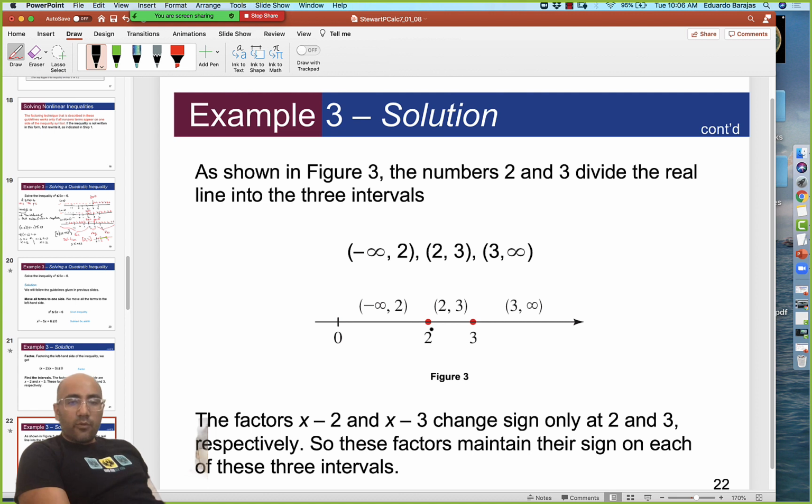What's a convenient point to the left of 2? Well, it seems to me like 1 is a nice convenient point. What's a convenient point definitely between 2 and 3? Well, how about 2.5? That's a nice convenient point right in the middle. And a convenient point over here, well, you could go with 4, or maybe 10, just because powers of 10 are sometimes easy to work with. So pick a convenient point, test it out, and see if you get positives or negatives when you do that. Good.